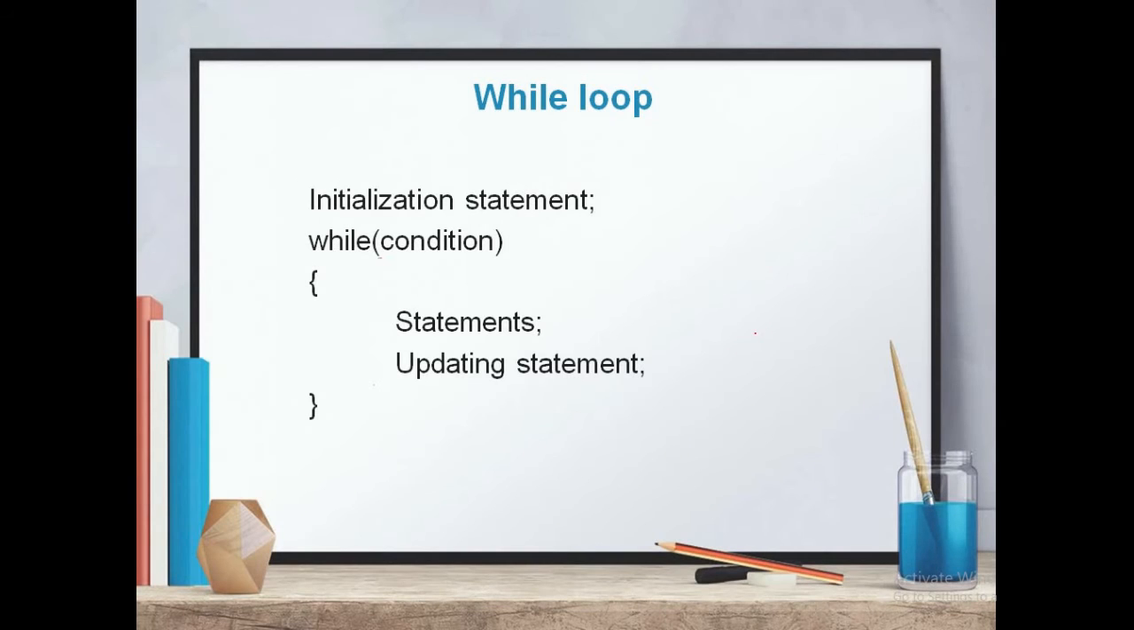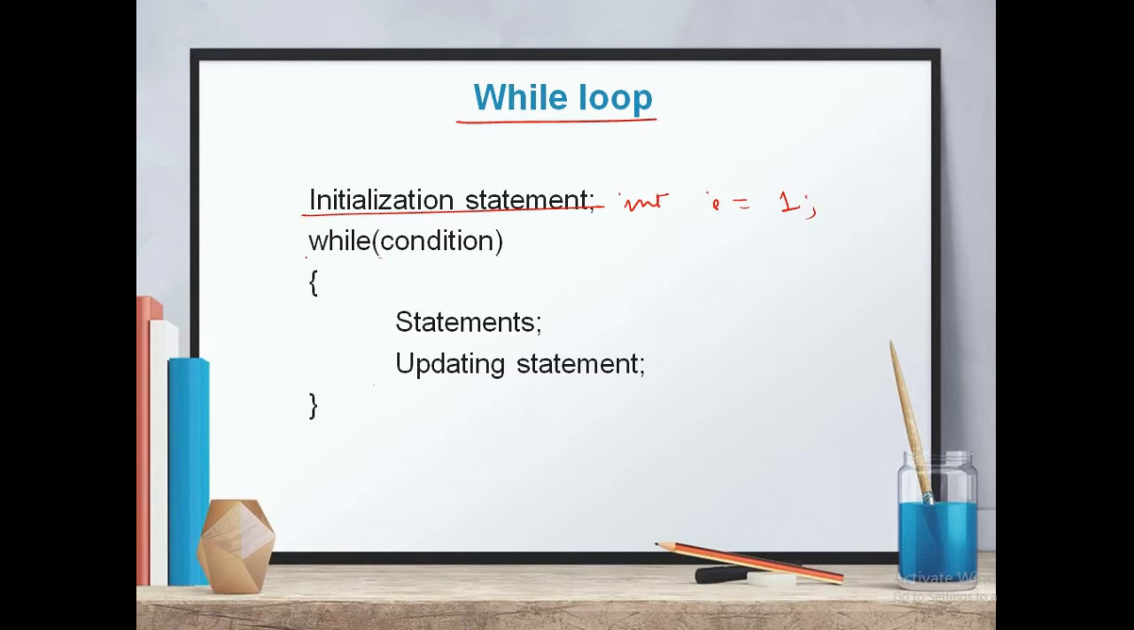Now we come to while loop. First of all, we will see the syntax of while loop. Here we will put the initialization statement. It is any valid Java statement. Generally what we do here is declare a particular variable and initialize it with a value: i equal to 1, i equal to 0, i equal to 10. Any initial value we can assign in this initialization statement.